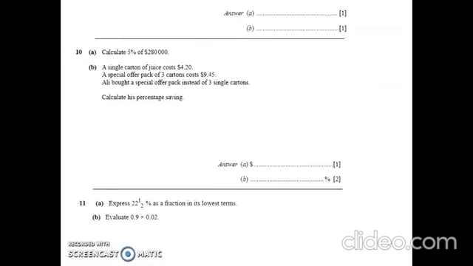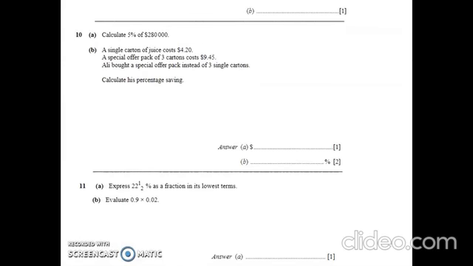Okay, let's do this question. Calculate 5% of 280,000. To remove the percentage sign, we will do 5 divided by 100 multiplied by 280,000. Zeros will cancel and now 2800 multiplied by 5. That is 14,000.